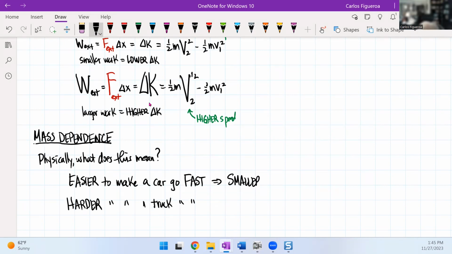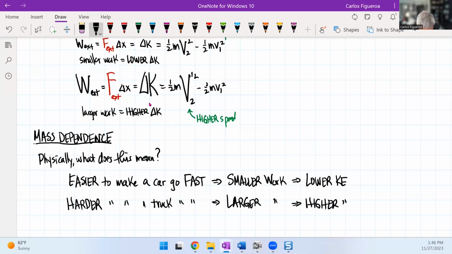smaller work. Or in other words, you have a lower kinetic energy. In this case, you have a larger work, so therefore you have a higher kinetic energy. So how much work is required is the exact same as talking about kinetic energy. So let's draw those pictures all over again.